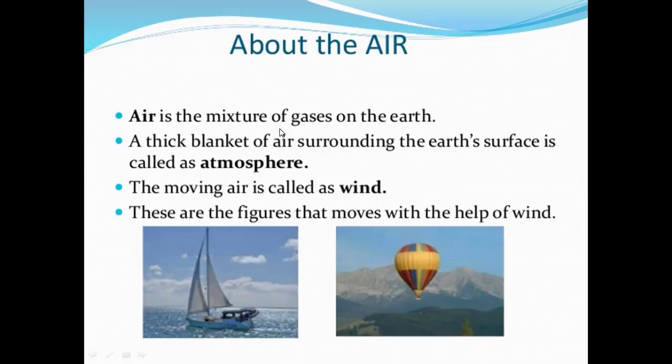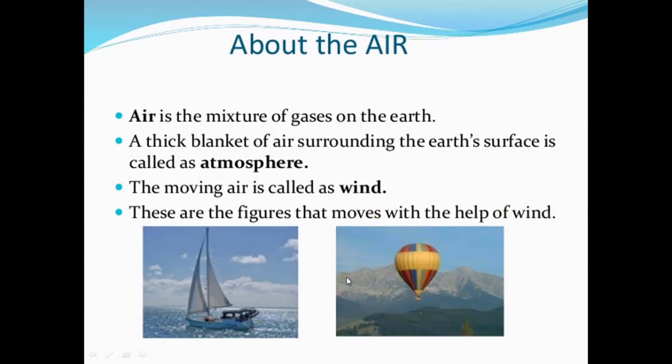All the air on the earth together is called the atmosphere. Air is a mixture of gases on the earth. A thick blanket of air surrounding the earth's surface is also called the atmosphere. The moving air is called wind, and we can see that from these two figures. These are figures that move with the help of wind.